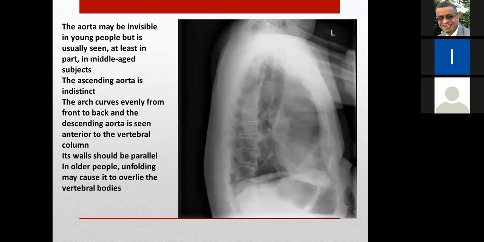The aorta may be invisible in young people, but it is usually seen at least in part in middle-aged subjects. The ascending aorta is usually indistinct, while the arch curves evenly from front to back, and the descending aorta is seen anterior to the vertebral column. In old people, unfolding may cause the aorta to lie over the vertebral bodies, as it is shown here. This is the descending aorta where it lies over the vertebral bodies.